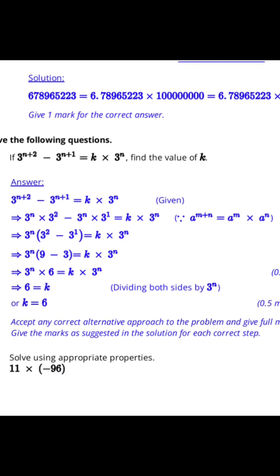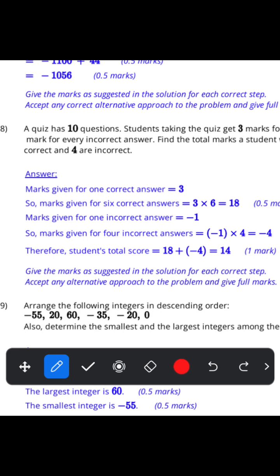Next question is, solve using appropriate properties, 11 into in bracket minus 96. Here we have to use the distributive property of multiplication. 11 into minus 96. We can write minus 96 in the form of minus 100 plus 4, meaning after addition we get the value minus 96.